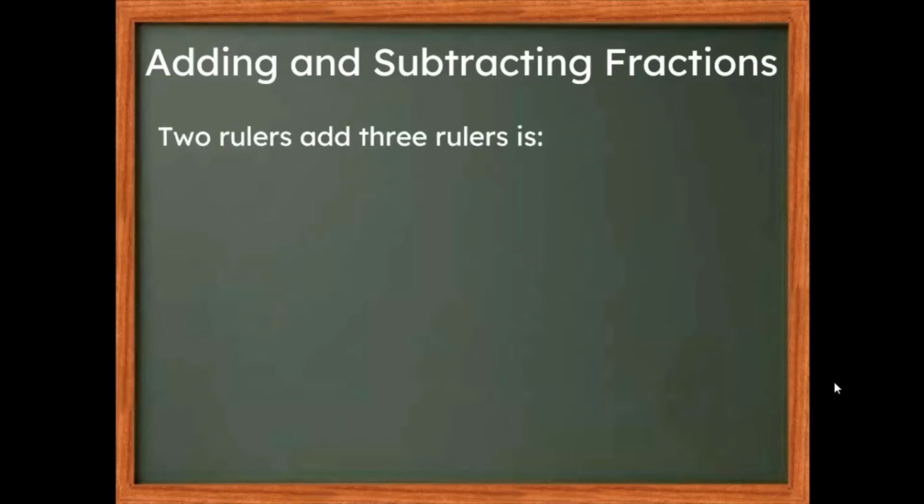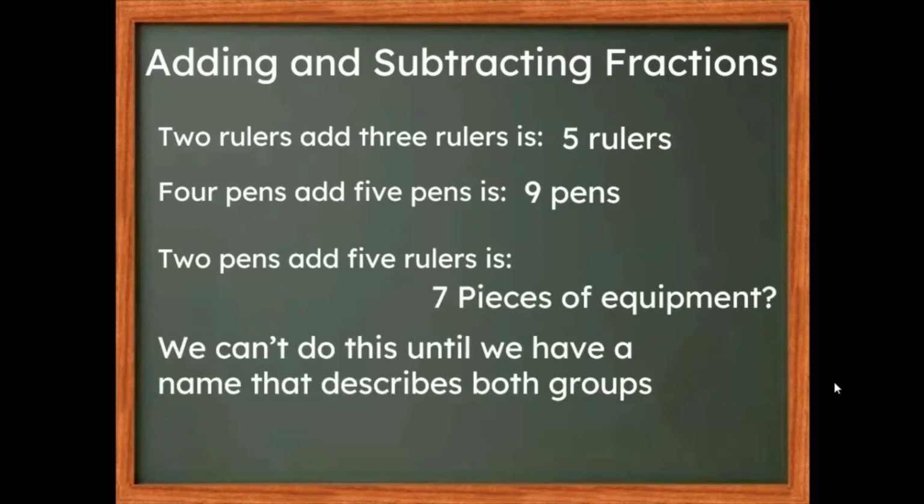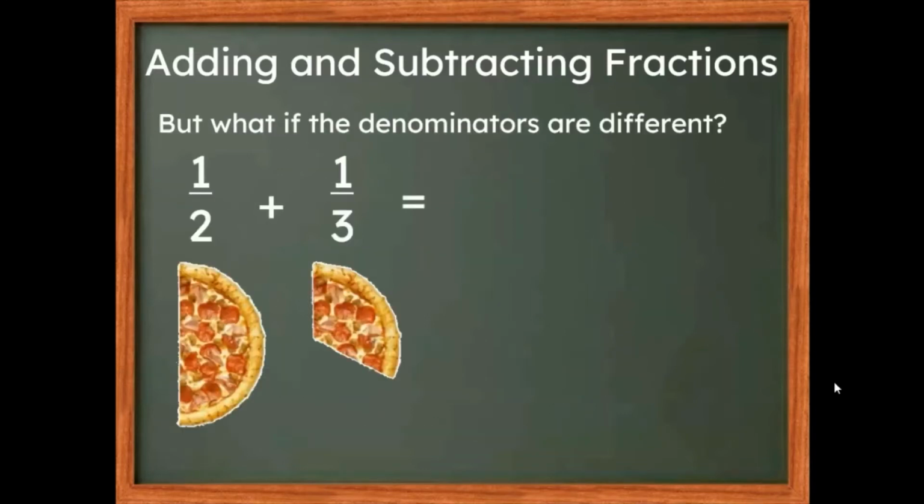So if I got 2 rulers and I had 3 rulers, I get 5 rulers, and I can add pens. But can I add pens and rulers? Well, it's pieces of equipment. So we can't do this until we've got a name that describes both groups. When we add fractions, we need to have the same name, the same denominator.